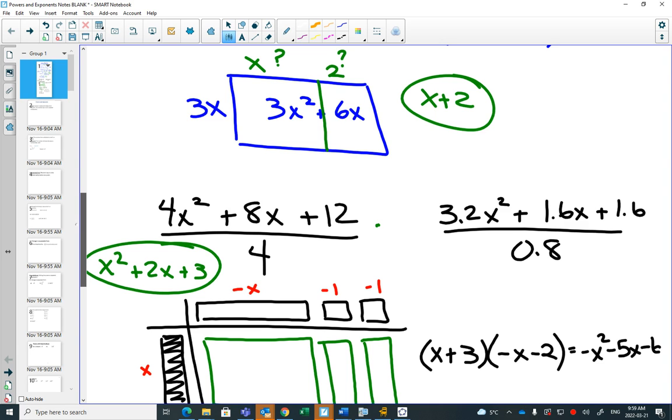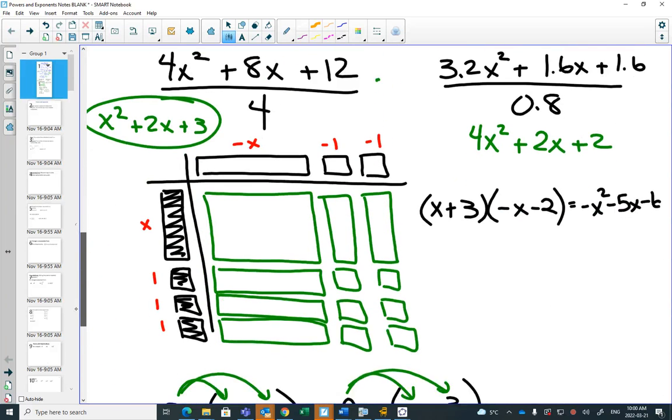Same thing with the decimals, but you could use your calculator. 3.2 divided by 0.8 would give you 4. 1.6 divided by 0.8 would give you 2. And so this one will be 4x squared plus 2x plus 2 as our final answer.